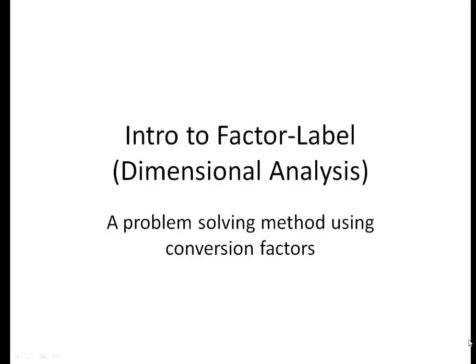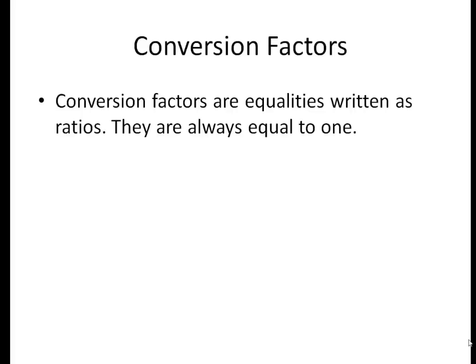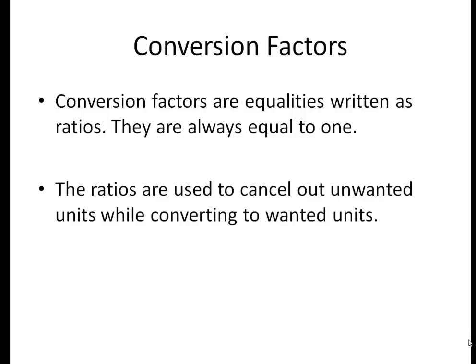This video is an introduction to the factor label or dimensional analysis form of problem solving. This method is a problem solving method that uses conversion factors. A conversion factor is an equality that is written as a ratio. They are always equal to 1. The ratios are used to cancel out unwanted units while converting to the wanted units.